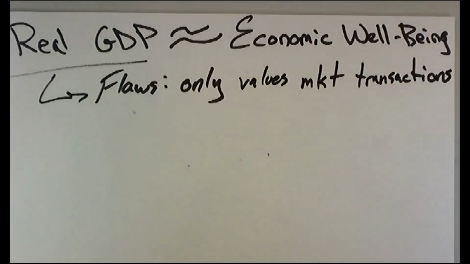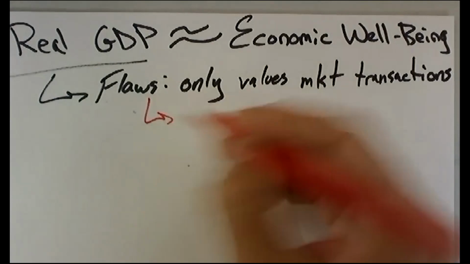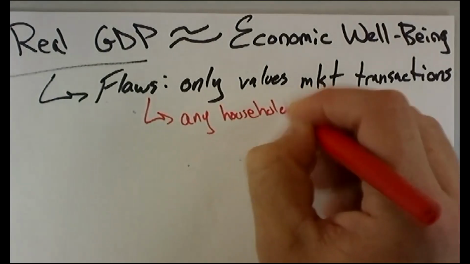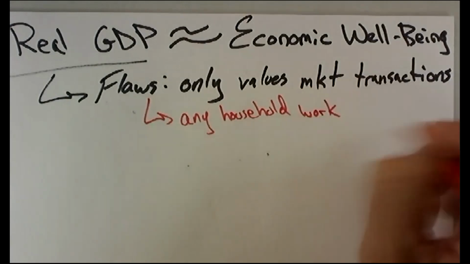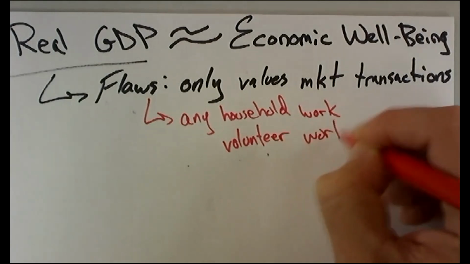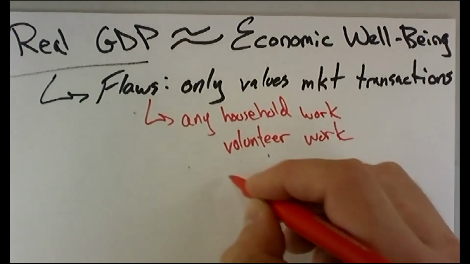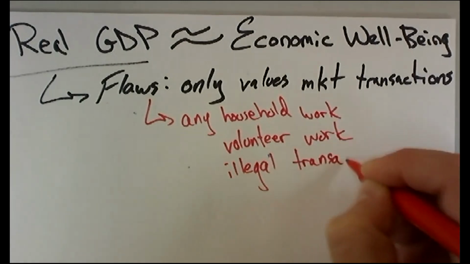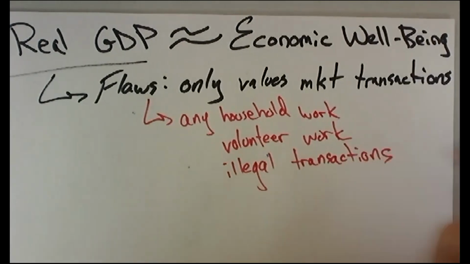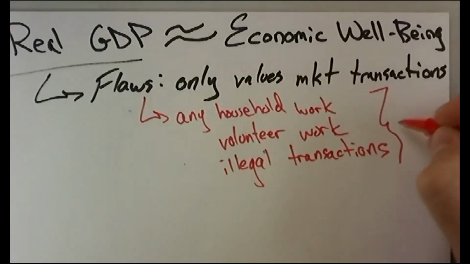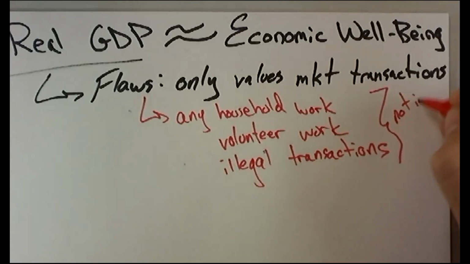So what does this mean? Well, this means that any household work, any volunteer work, and any illegal transactions, whatever those kids are doing at the house next to mine, all of those are not part of GDP, right? These are not included in GDP.